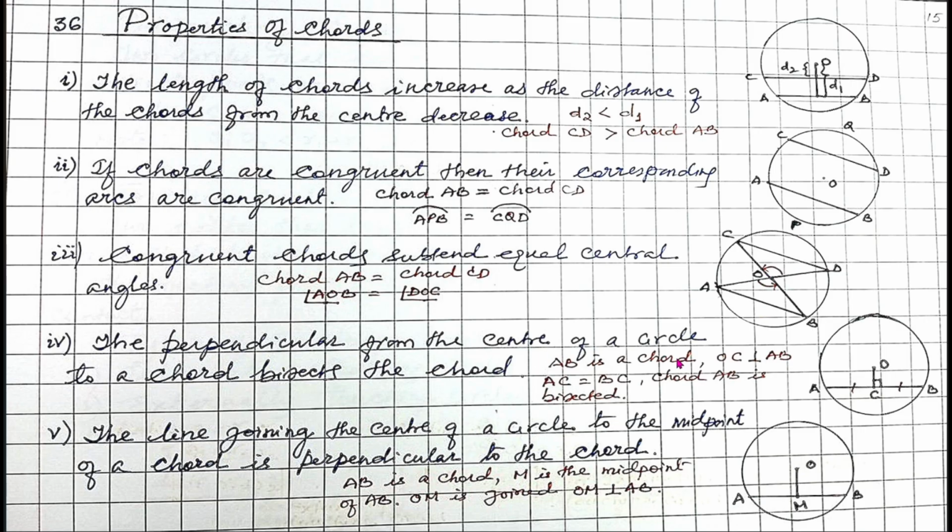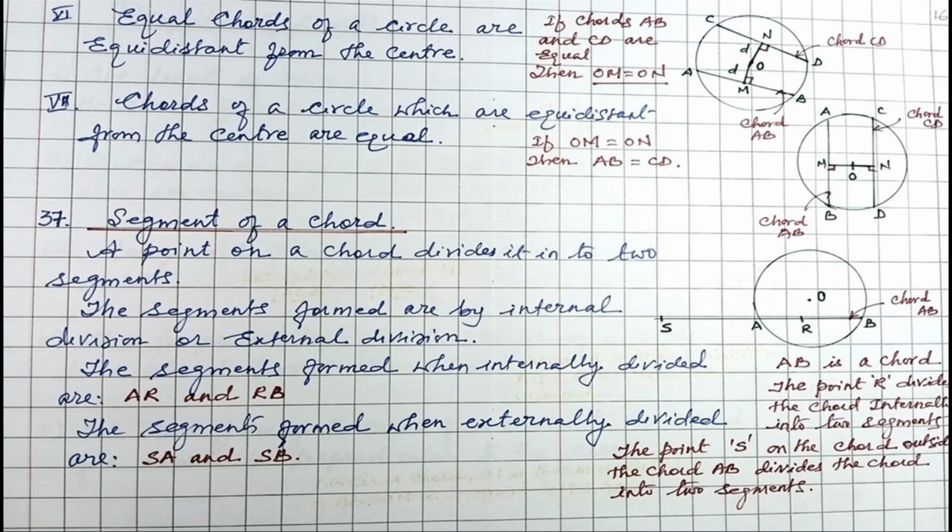The perpendicular from the center of a circle to a chord bisects the chord. Now in the circle we have AB as a chord here. When I draw a perpendicular from the center to the chord, it bisects the chord. That is AC is equal to BC. Remember that. Now the line joining the center of a circle to the midpoint of a chord is perpendicular to the chord. It's a very important property. AB is a chord, M is the midpoint of AB, and O is the center of the circle. If I join OM, then OM is perpendicular to AB. Remember that. Very important property.